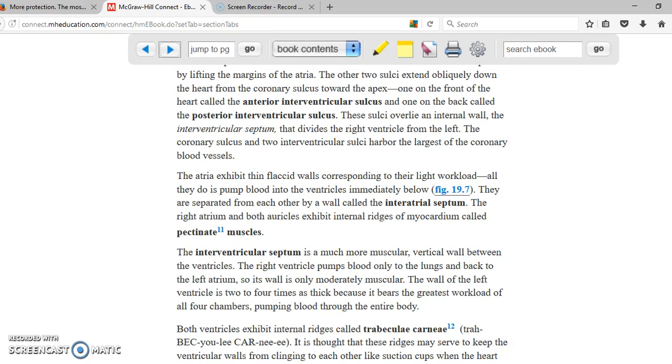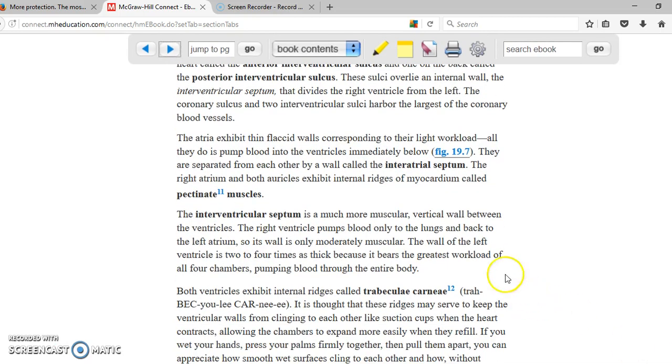Now, inside the heart, the atriums are not smooth like a piece of paper, but rather have elevations and grooves, and these are called the pectinate muscles. In the same way, the ventricles also are not flat, but rather show some internal ridges called the trabeculae carneae.